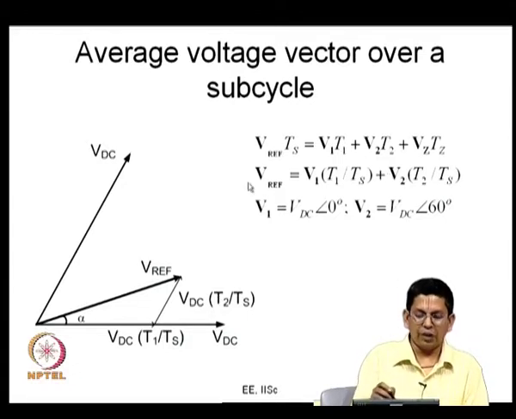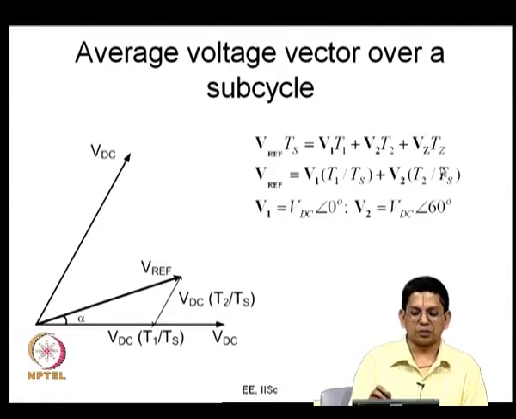If you want a vector Vref, then Vref vector into Ts will be equal to V1 vector into T1 plus V2 vector into T2 plus Vz vector times Tz. This is what is called volt-second balance. This is the reference volt seconds, and this is the applied volt seconds. Over a subcycle, reference volt seconds should equal the applied volt seconds, and this is given in an alternate form. The Vz vector is a null vector, so this is a null vector term. Effectively, you have the Vref vector equal to V1 times T1 upon Ts plus V2 vector times T2 upon Ts. That is what is illustrated in the figure.